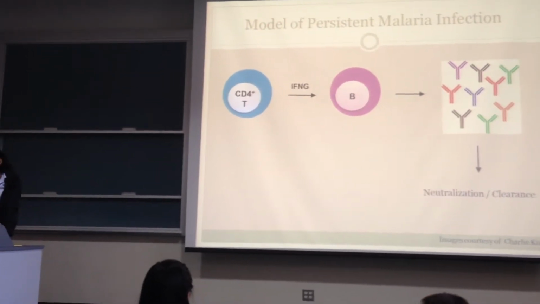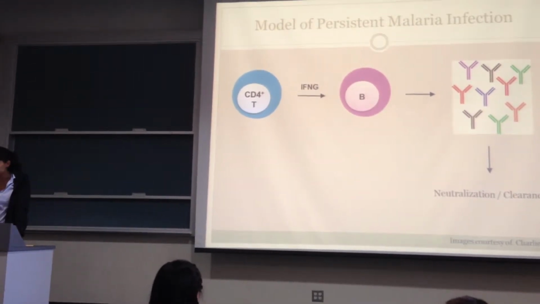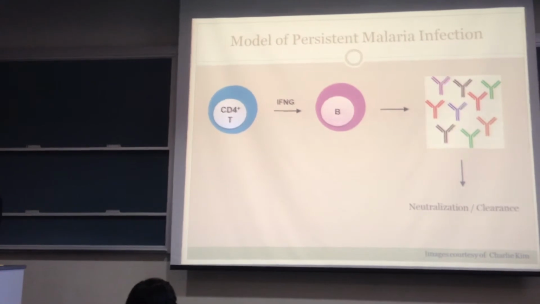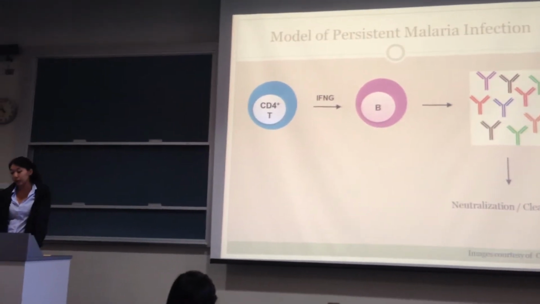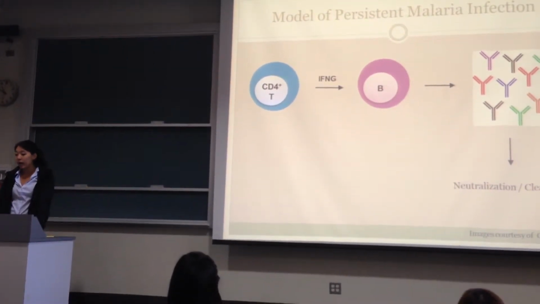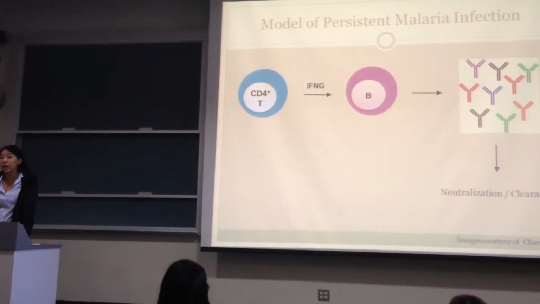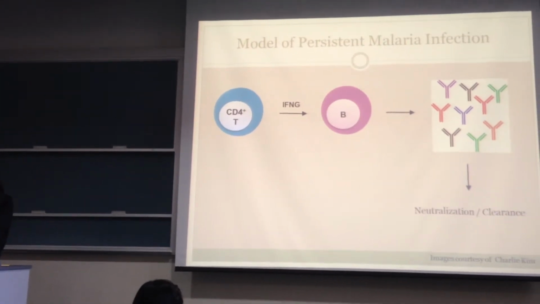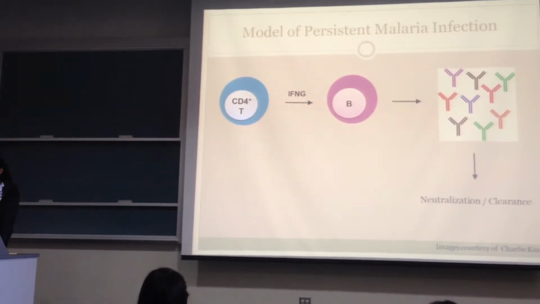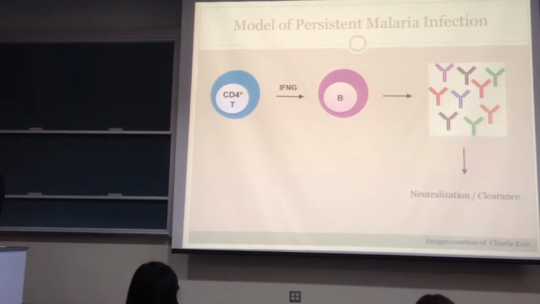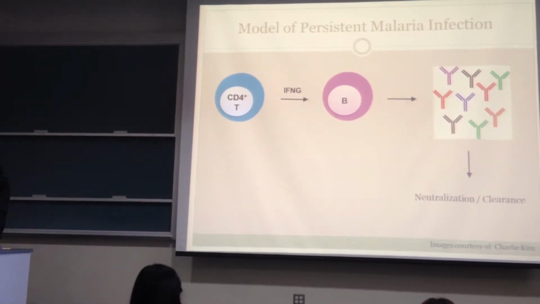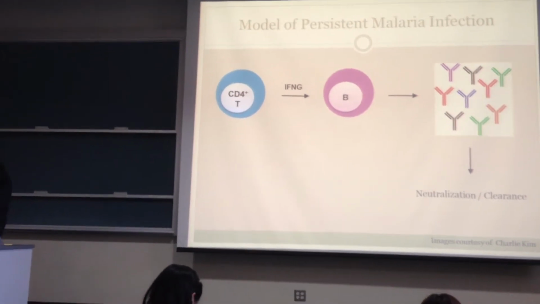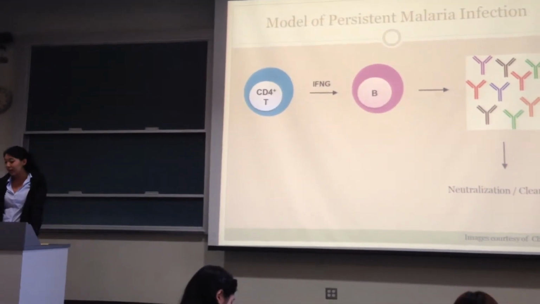We've created a model of persistent malaria infection in mice by using Plasmodium chabaudi, which is a strain of malaria that infects rodents, including mice. But to explain how we created this model, we must first understand how white blood cells clear the infection in the first place. CD4 positive T cells are white blood cells that release a pro-inflammatory cytokine, interferon gamma, which activates B cells to release antibodies in response to antigens, which then clear the infection.